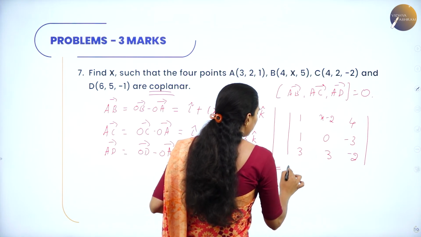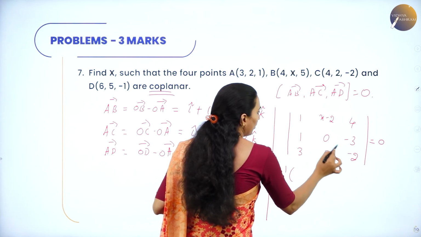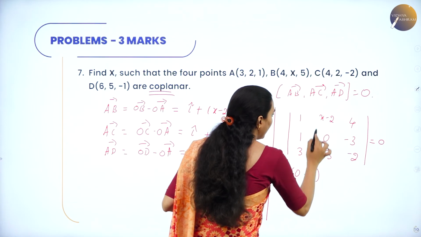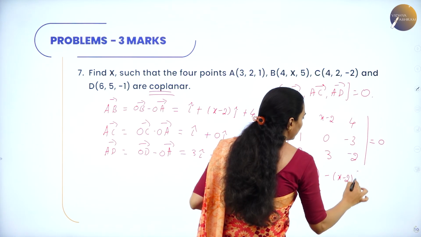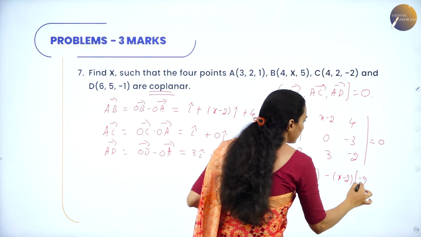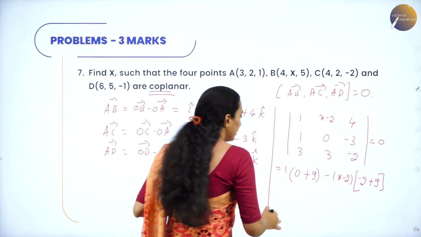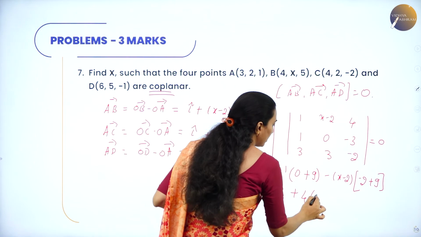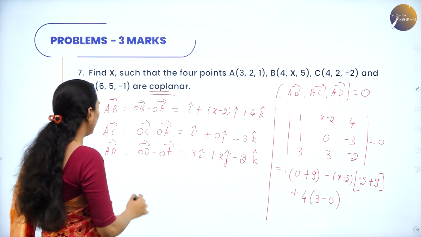So 1 into, which implies you are going to equate it to 0. 1 into 0 into minus 2 is 0. Minus of minus is plus, 3 3s are 9. Again, minus of minus 2 into, leaving the second column and the first row, 1 into minus 2 is minus 2. 3 3s are 9 plus 9 because already minus 3 is there. So again plus 4 into, leaving the third column and first row, 1 into 3 is 3 minus 0, 3 zeros are 0.